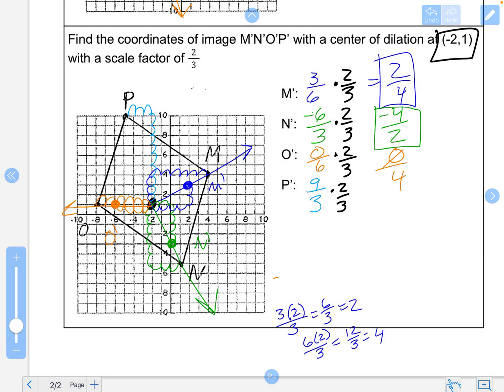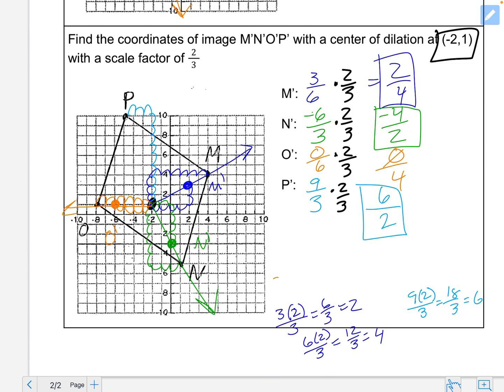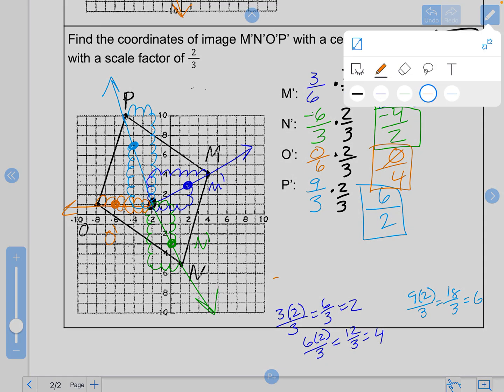And finally, 9 times 2 divided by 3 is 18 divided by 3, which is 6. So I get 6, and then 3, I know the result is 2. So I'm going to go left 2, up 1, 2, 3, 4, 5, 6. This puts me right here, which, yep, everything lines up and is good to go. Put a box around that just to make things nicer and neater.